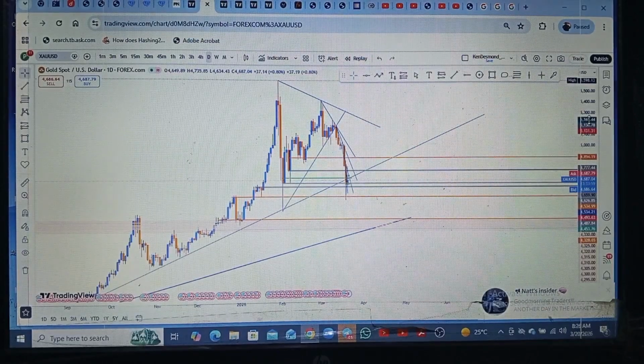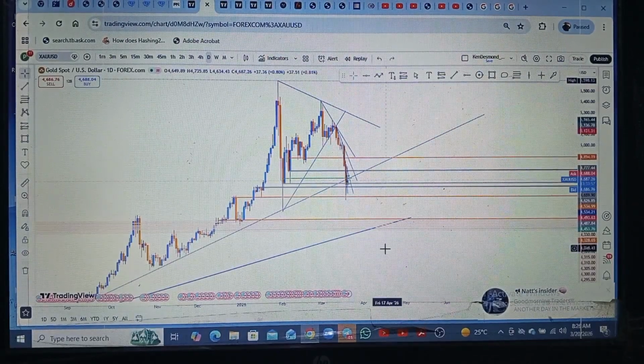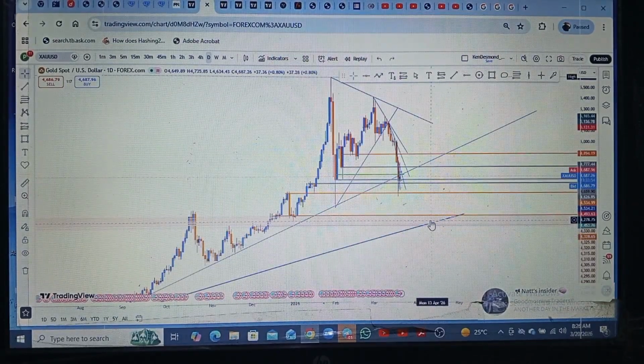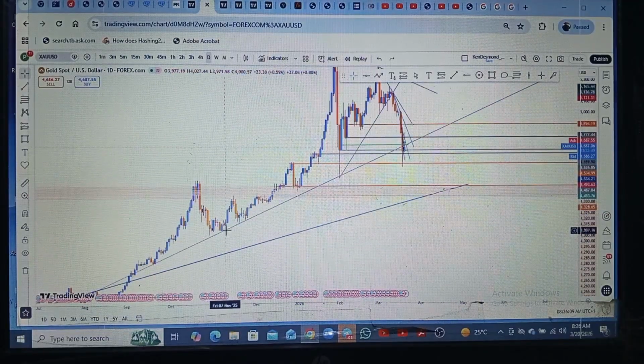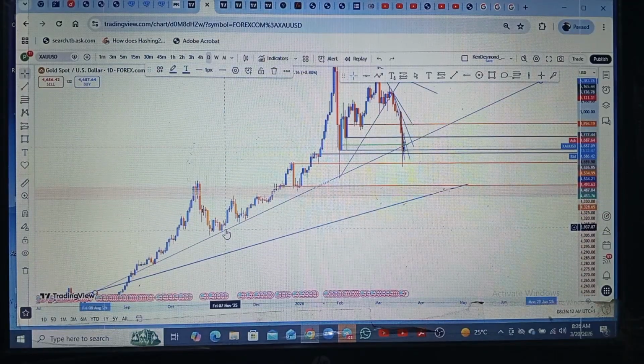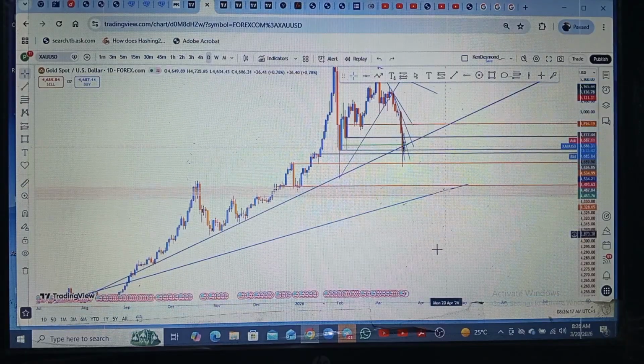So this is the gold chart. I finished my analysis on gold. This is the daily time frame. This is a bigger trend line which the market is reacting on currently. So it's a bigger trend line.